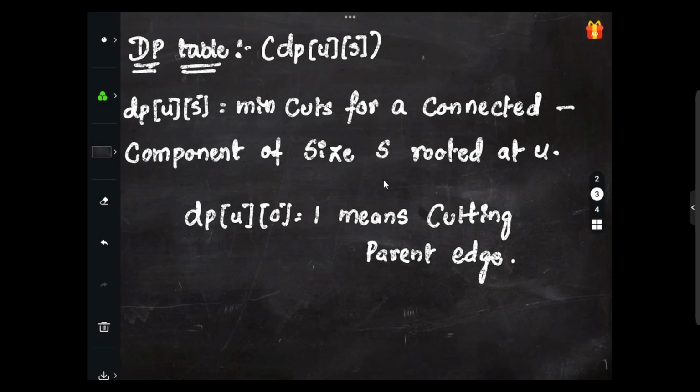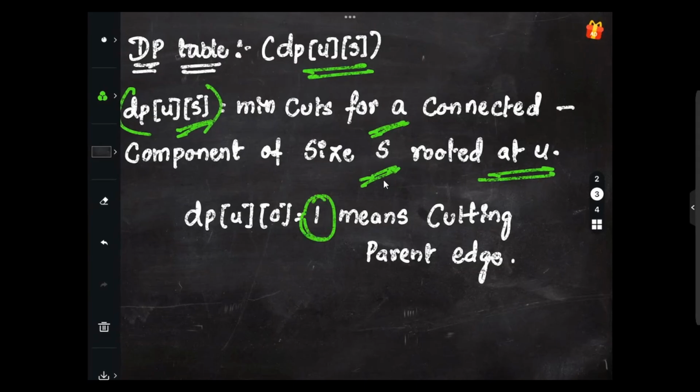This is fine. We will be going with the DP of U and S. When I say DP of U and S, this is nothing but the minimum cuts for a connected component of size S that is rooted at U. Just remember this one. I have clearly mentioned this in the form of theory so that you don't get confused. And DP of U0 is 1, which means cutting the parent edge.